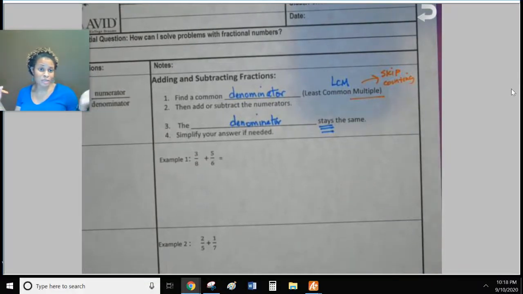2, 4, 6, 8. Who do we appreciate? Miss Jackson. Hey, Miss Jackson. 5, 10, 15, 20, 25, 30, 35, 40, 45, 50. 10, 20, 30, 40, 50, 60, 70. Skip counting. So multiples is just having that number and skip counting. That is how you get your multiples.